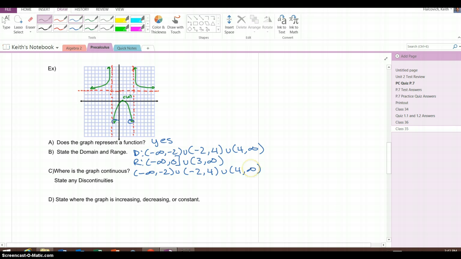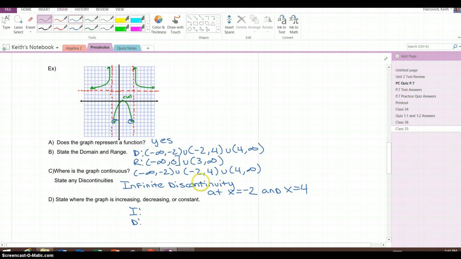State any discontinuities. Well, the two discontinuities are both asymptotes, so they're infinite discontinuities. And it happens at x equals negative 2 and x equals 4.